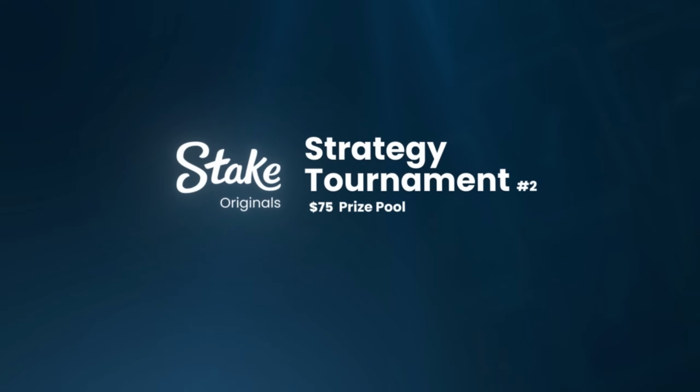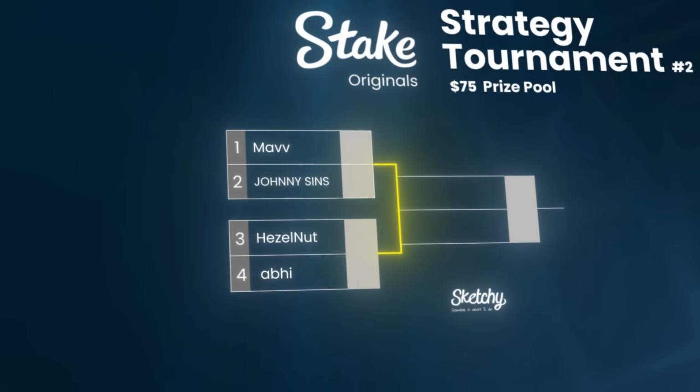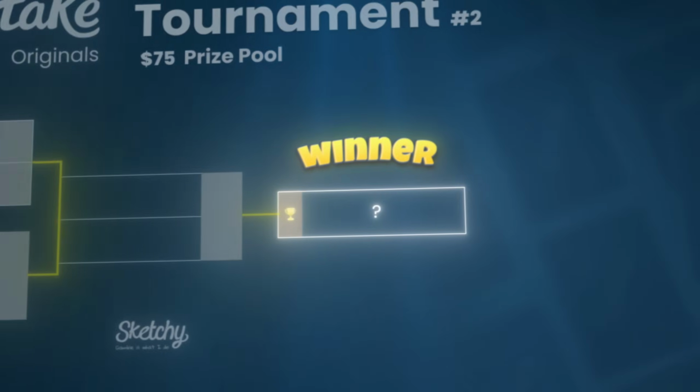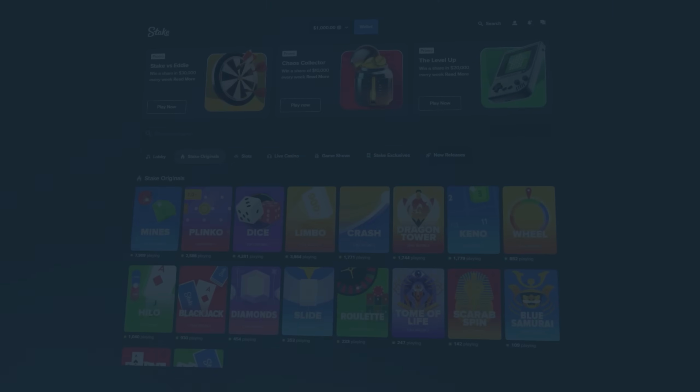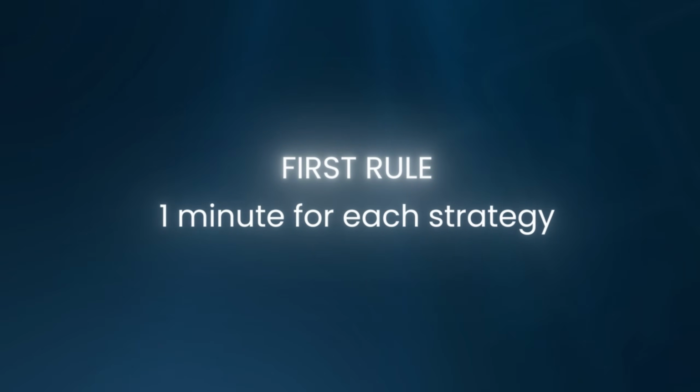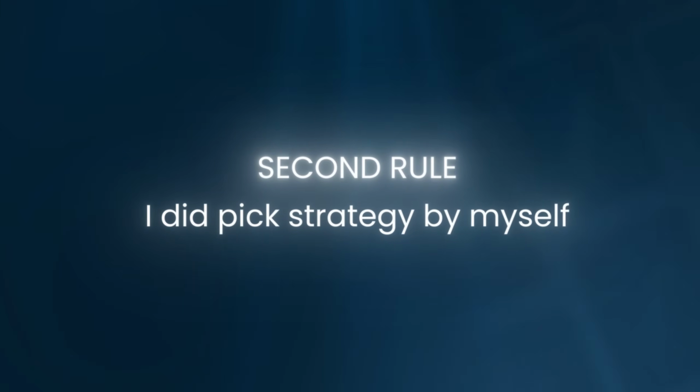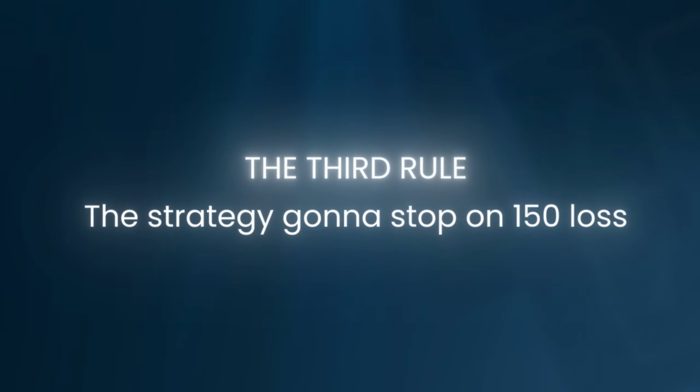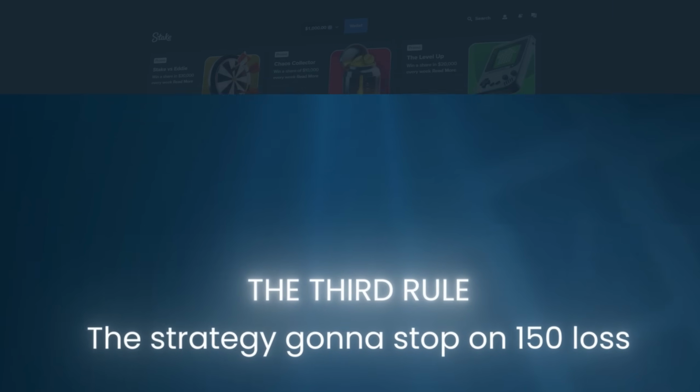You can see the bracket on your screen right now, guys, and we're going to be acting fast today, so I added some extra rules. The first rule is 1 minute for each strategy today. The second rule, I picked the strategies not randomly but by myself. And the third rule is the strategy will stop on a 150 loss.